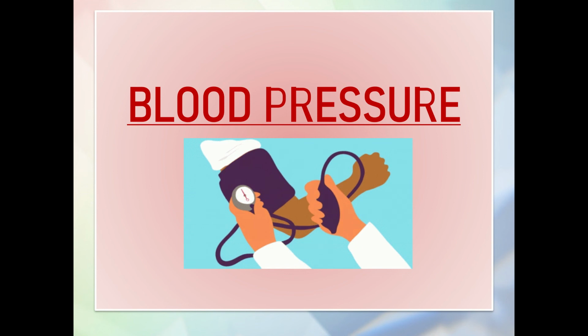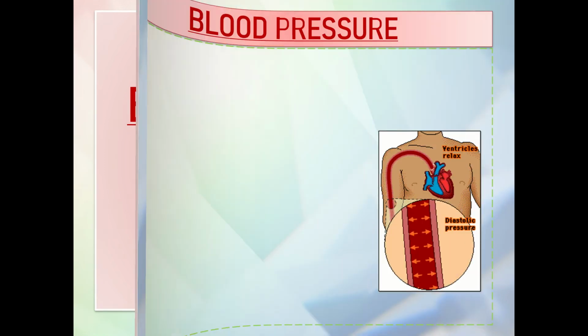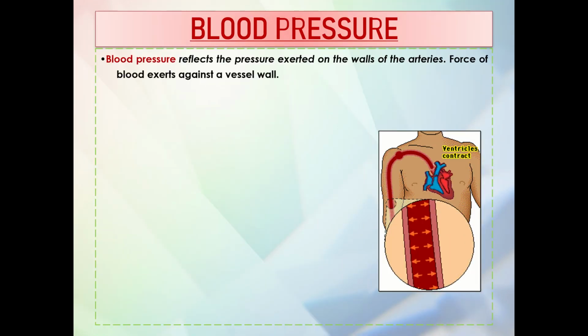Okay, so we have finished three. We are done with temperature, we're done with pulse rate, and we're done with the respiratory rate. So the fourth one is the blood pressure or BP. So BP or blood pressure reflects the pressure exerted on the walls of the arteries. It is the force that blood exerts against a vessel wall.